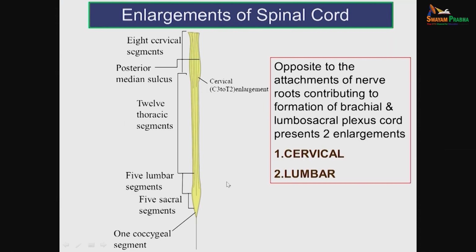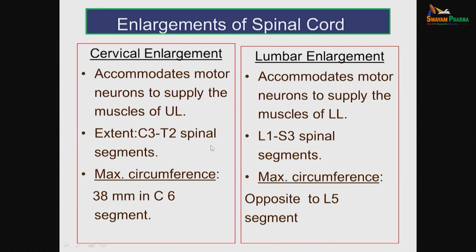Next, we will talk about the enlargements of the cord. You can see this is the cord. There are two enlargements, one cranially, that is cervical, and another one, the lumbar enlargement. These are because of the nerve roots which contribute to the formation of the brachial and lumbosacral plexus. So, this contributes to the formation of two enlargements, cervical and lumbar segments.